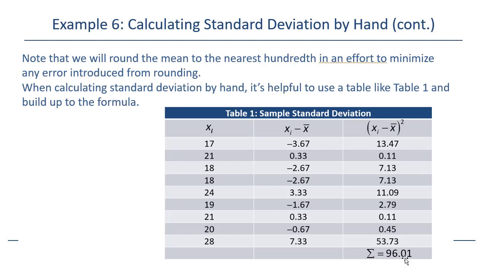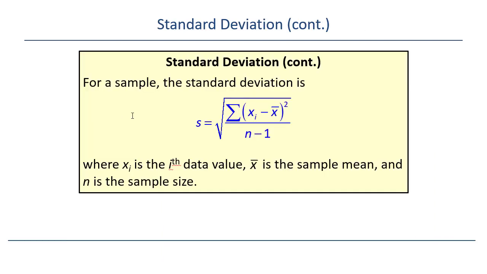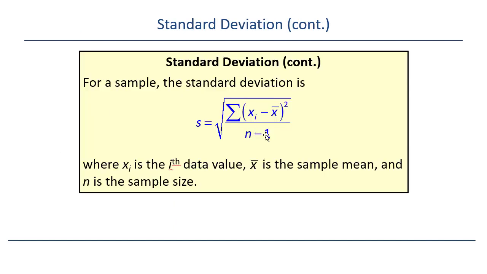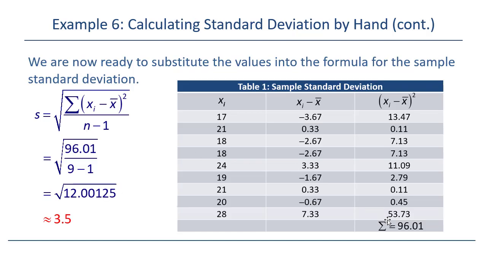The next thing you have to do is sum them all together, right? Because if you remember, this means the sum of each data value, right? X sub i means each data value, subtract the mean from it, square it, and then sum all those up. So that's what we've done to this point. And then all that's left is dividing by n minus 1 and then taking the square root. So the next thing we do is we take that 96.01, we divide by n minus 1. There's 9 pieces of data, so we divide by 8. We get this. We take the square root of it, and we round, and we get 3.5.